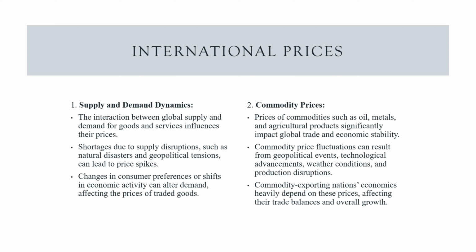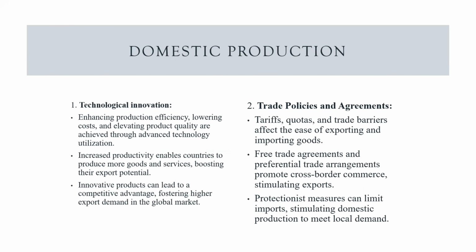We have commodity prices. Prices of commodities such as oil, metal, and agricultural products significantly impact global trade and economic stability. Commodity price fluctuations can result from geopolitical events, technological advancements, weather conditions, and production disruptions. Commodity-exporting nations' economies depend heavily on these prices, affecting their trade balances and overall growth.